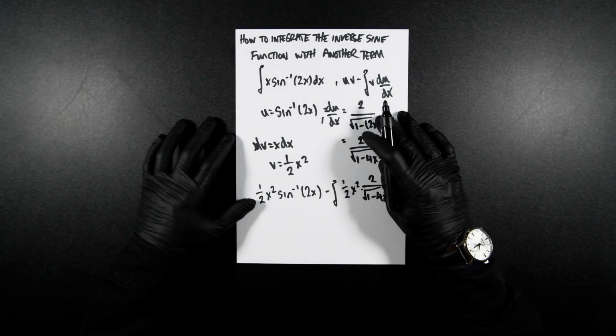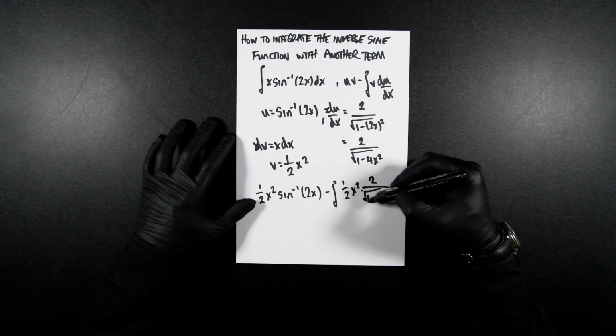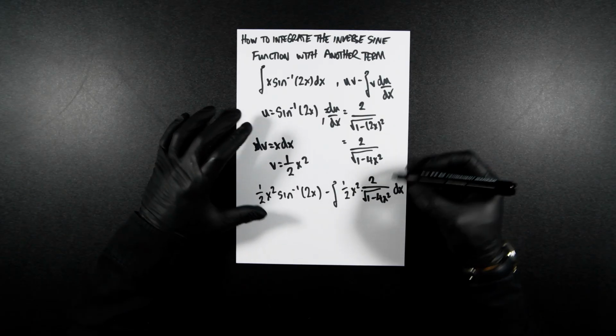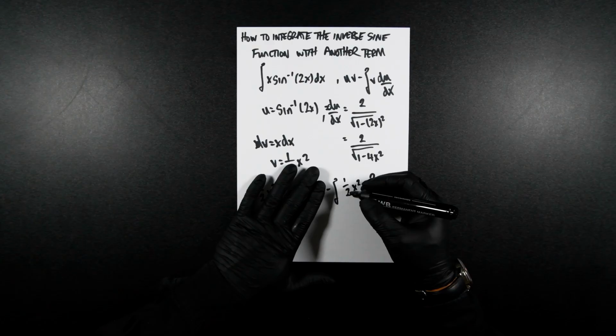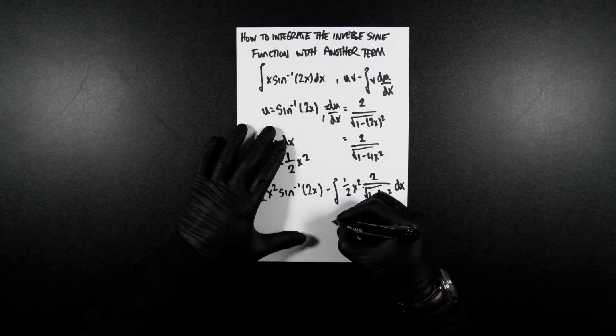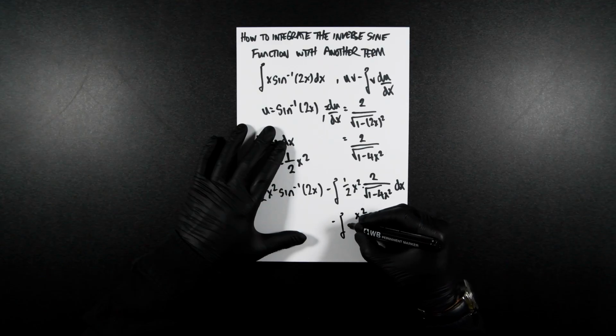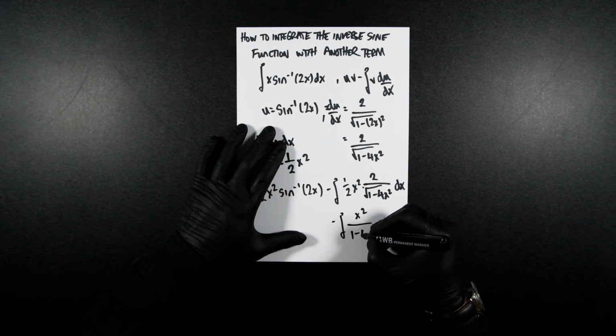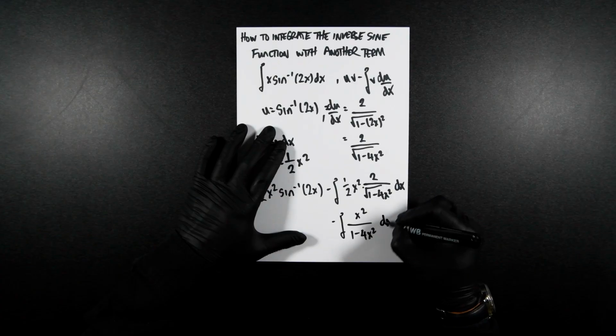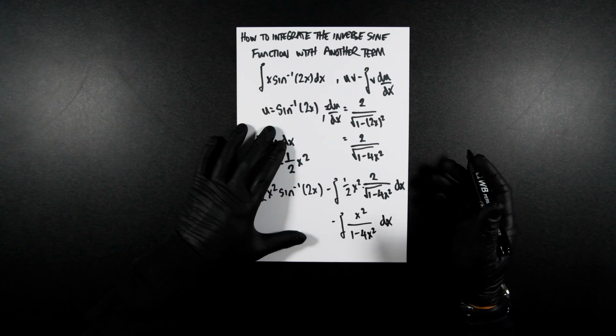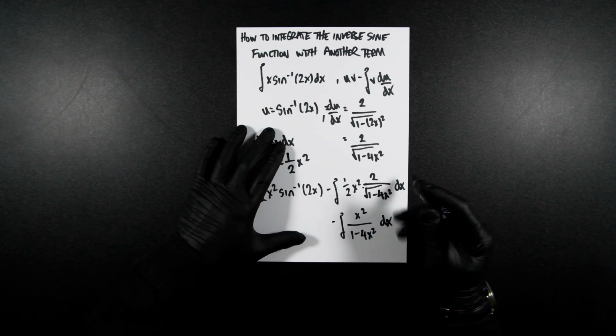Anyway, so we now have this naughty thing here that we need to simplify. So I'm just going to ignore this part, and this is going to become minus the integral of x squared over the square root of 1 minus 4x squared dx. So now we have to integrate this all again.